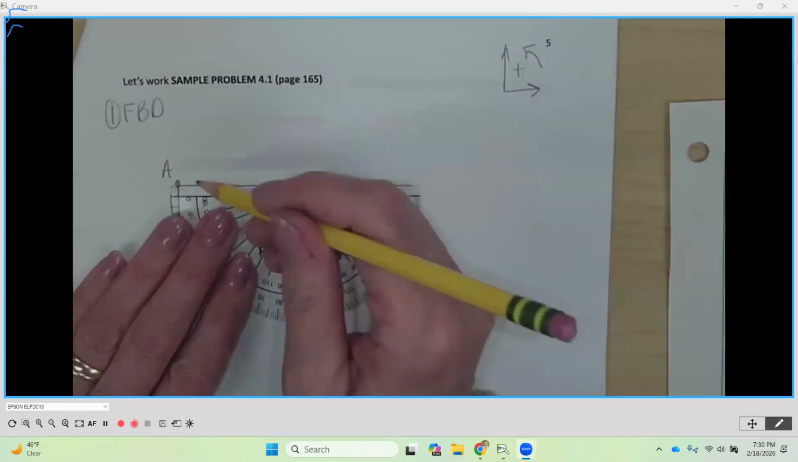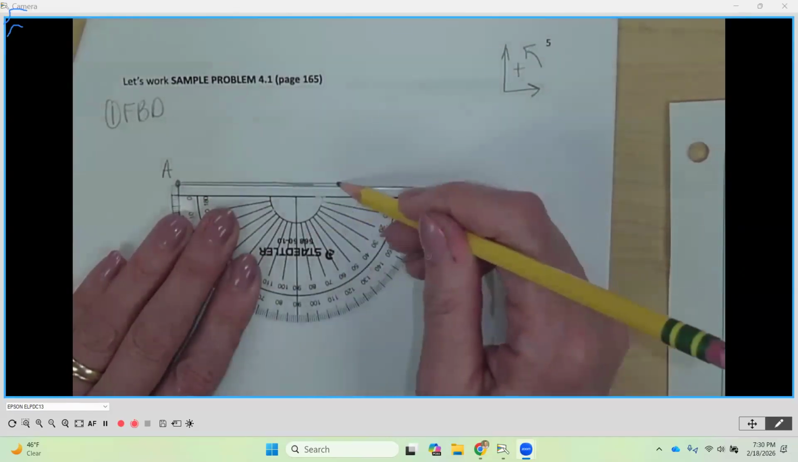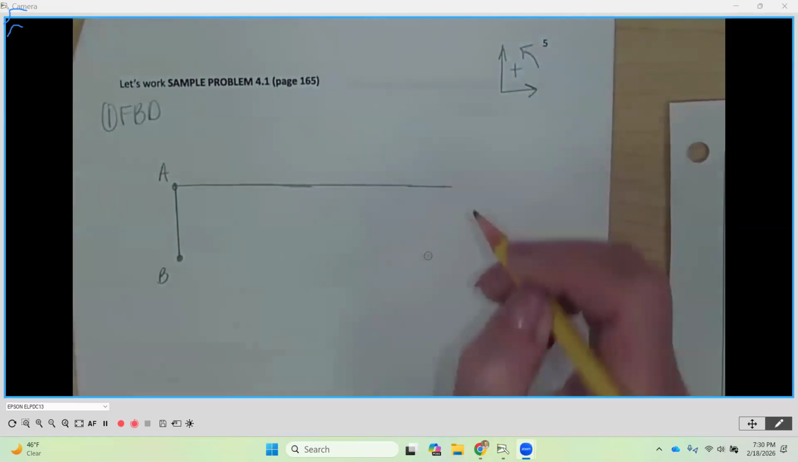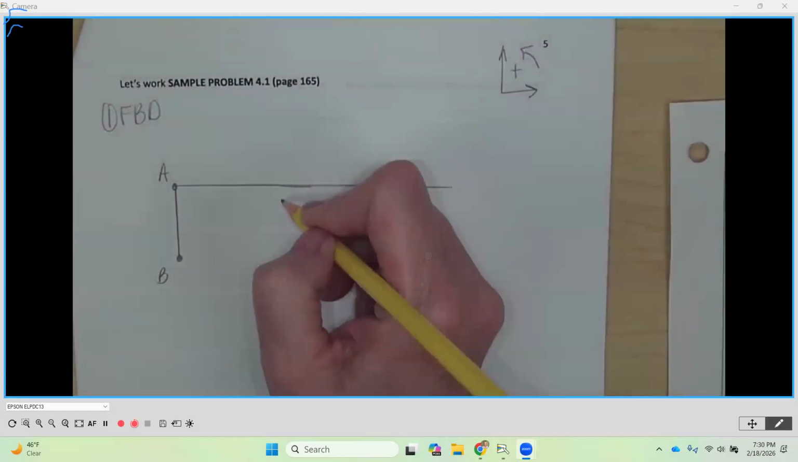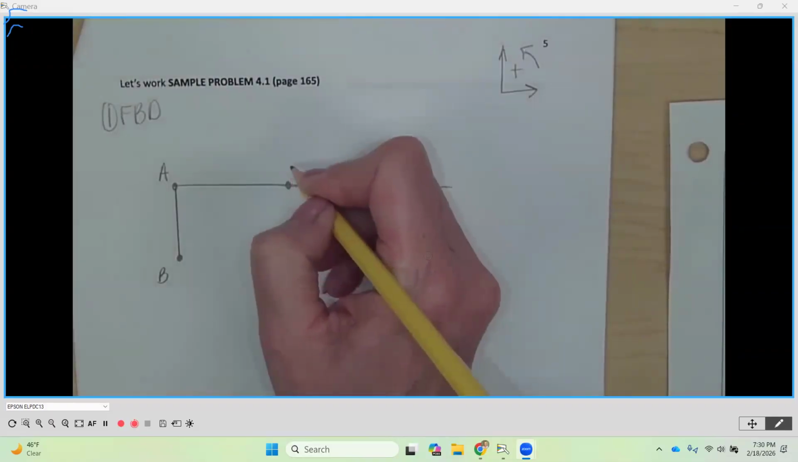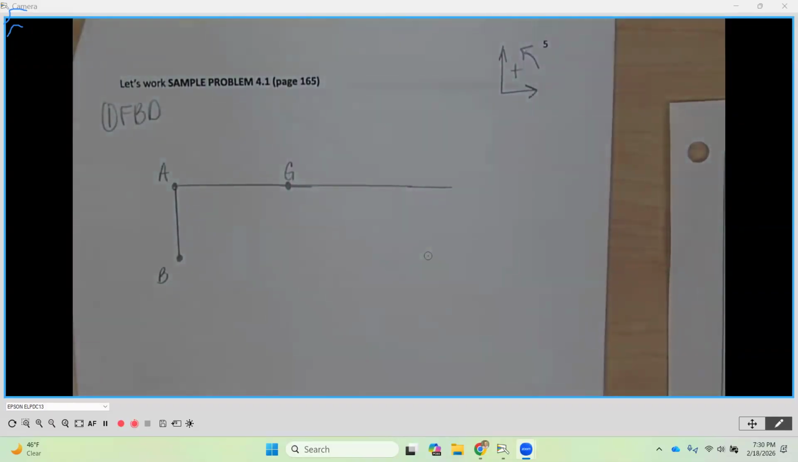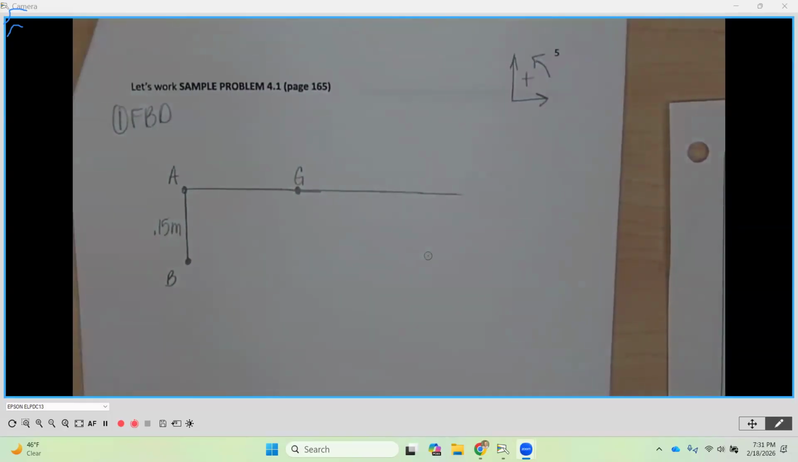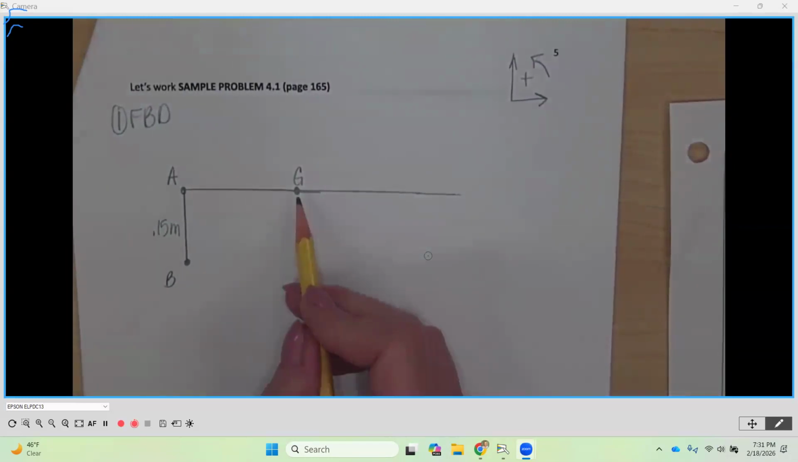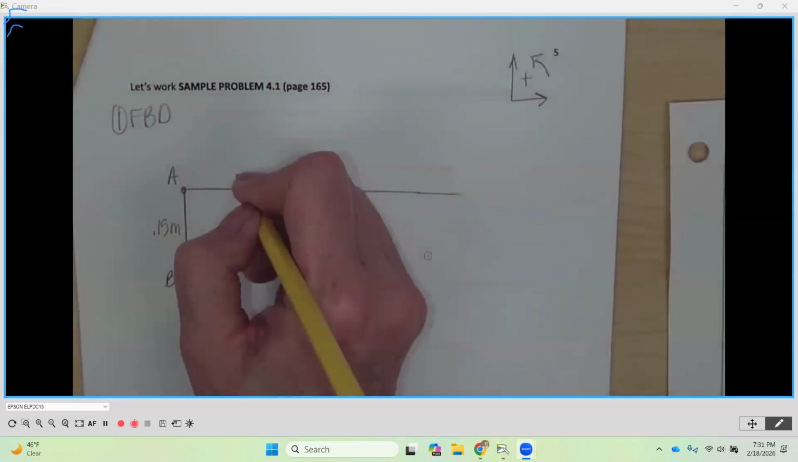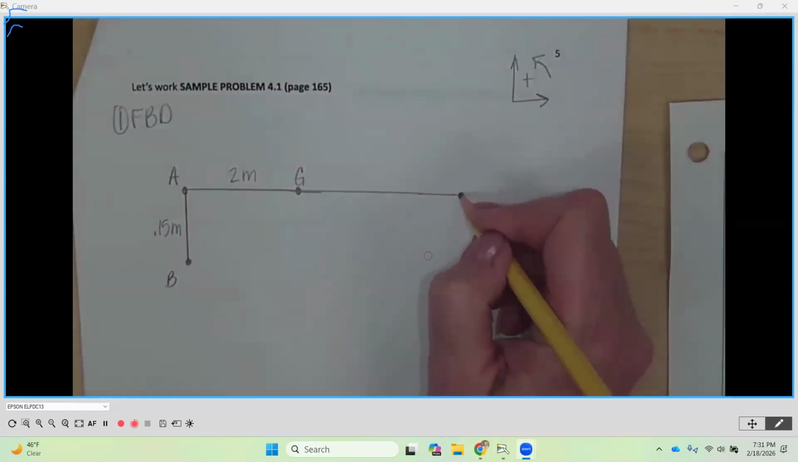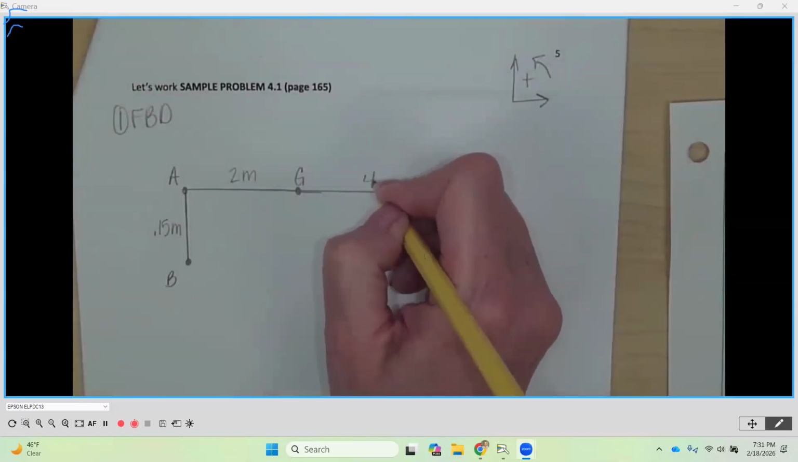Then we're going to draw a horizontal line going out to that load out here. I don't think they're calling it any letters, but G is along the way here. The distance between A and B is 0.15 meters, and A and B are our supports, where that pin and that rocker/roller are. Our center of gravity is here, and they give us a dimension of 2 meters. Then from G to the end point, which doesn't have a letter assigned, is 4 meters.